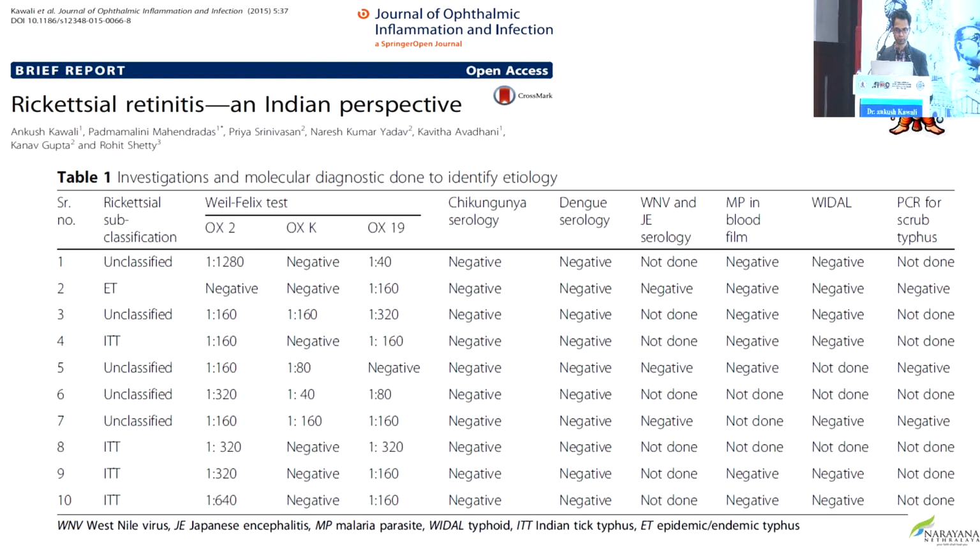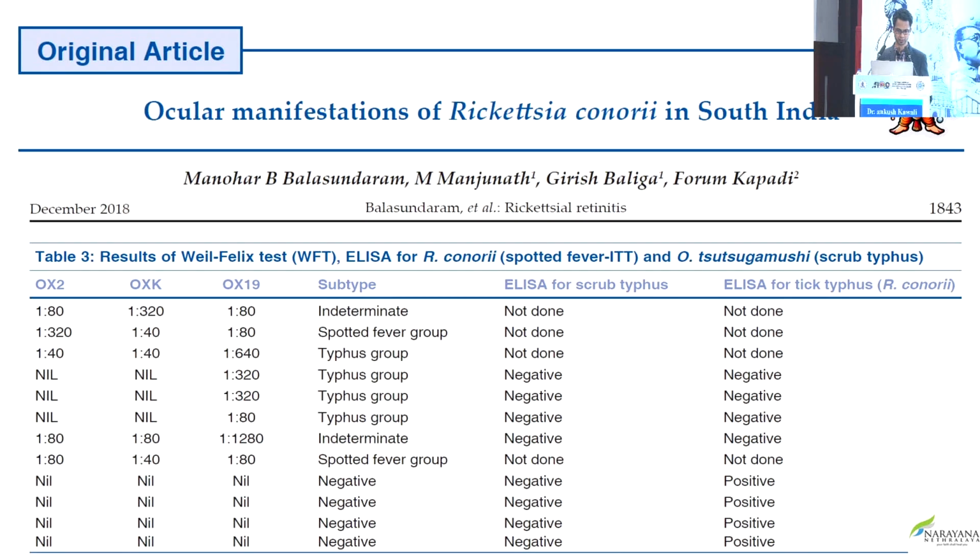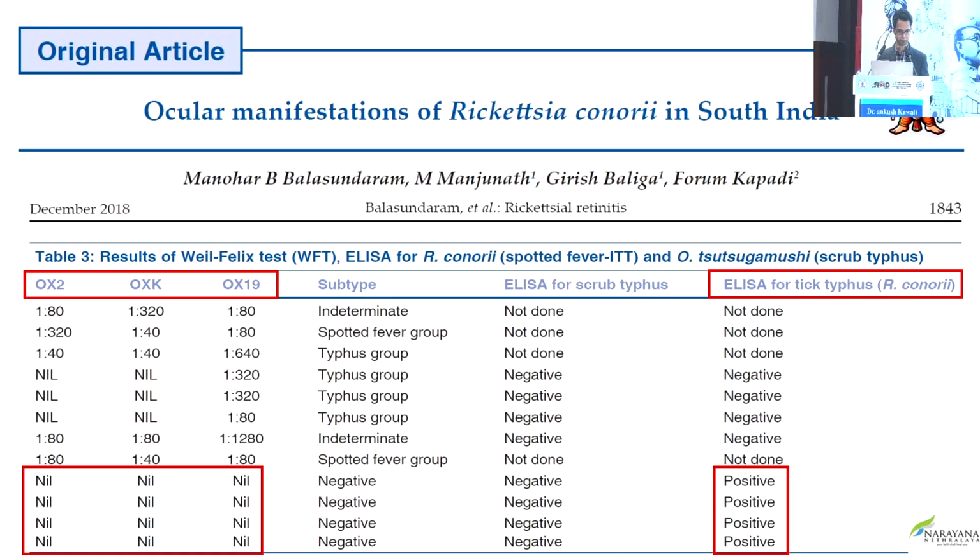Now coming to etiology, we have many phases for etiology as well. This is the first series which we published of 10 patients presumed to be rickettsial retinitis because the diagnosis was based on the Weil-Felix test. But subsequently there was another series from Aravind, Coimbatore, in which they have done not only the Weil-Felix test but also ELISA for Rickettsia conorii. And as you can see here, the last 4 patients tested negative for Weil-Felix, but they were positive for ELISA. So this means that a negative Weil-Felix test does not rule out rickettsial etiology.